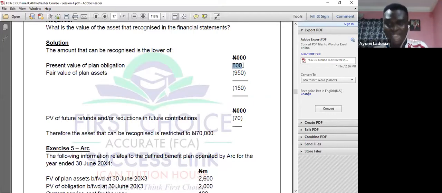It is not in the jacket. Can you see that? And the fair value of the plan asset is in the jacket. So because it's higher, you now have a negative figure. Can you see? It's not me, it's a standard. So now when I have a negative figure, it simply means it's an asset. That's why I said it's the opposite of your normal mathematics.